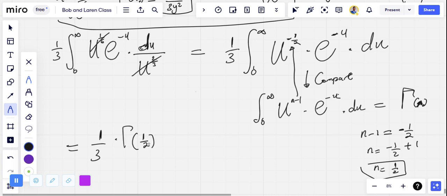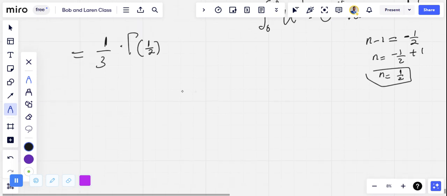N is equal to half. So guys, what's gamma half? I need to explain this thing clearly now. Take note that the gamma of 1 over 2 is always equal to root pi. There's a proof for that as well, a very long proof, and we also have a shortcut for it.